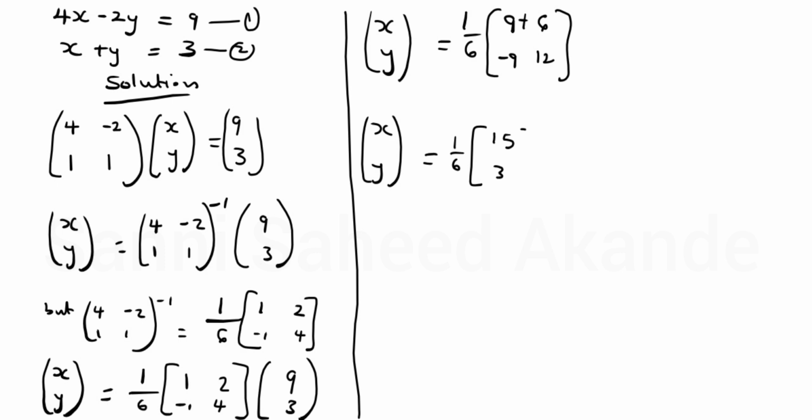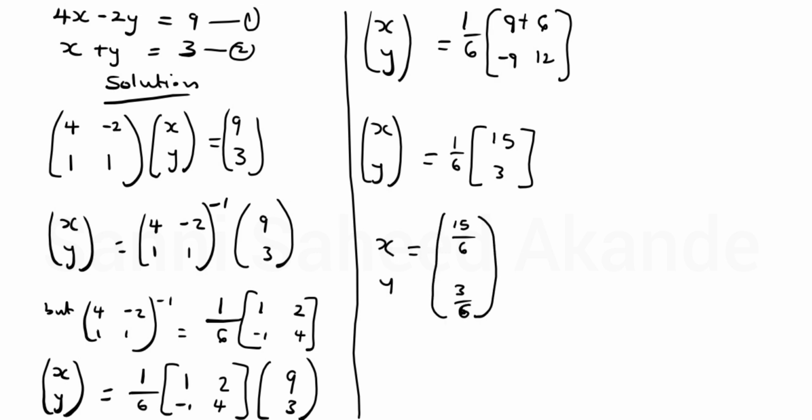Then equal to, so multiply everything inside the bracket with 1 over 6 outside. So 1 over 6 times 15 is 15 over 6, and then 1 over 6 times 3 is 3 over 6. All right, that is our x and then y.